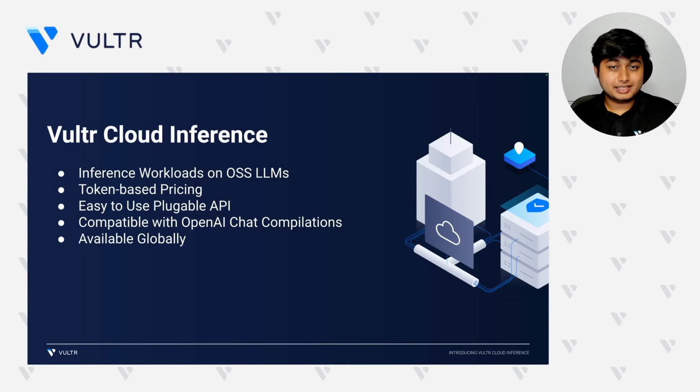Vultr Cloud Inference helps you build machine learning applications without being worried about the underlying GPU infrastructure. It lets you run inference workloads on open source large language models such as Mistral AI, Meta's Llama 2, and many more models. It is token-based pricing, so you only pay for the tokens that you consume without being worried about the GPUs to use, the model configuration, how to build an API.